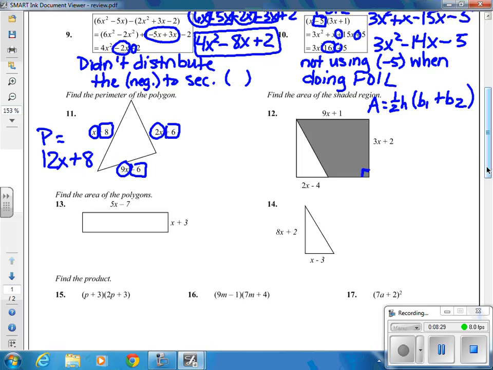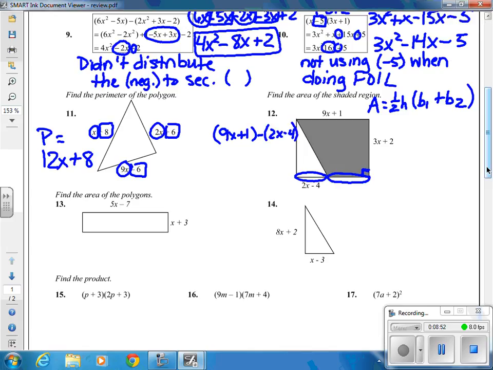But we need to figure out the bottom base, which is this section right here. It's not present for us to see, but it's easy to figure out. We know that the entire length across the top is 9x plus 1, and they told us that the little portion of the triangle in the white space is 2x minus 4, so we can subtract 2x minus 4. We know how to subtract polynomials.